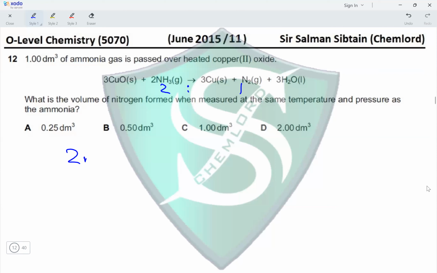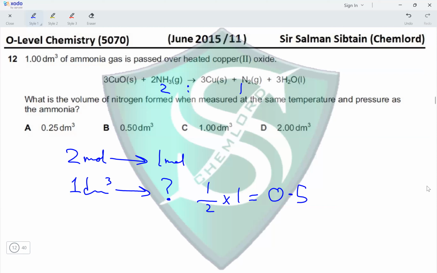So the molar ratio is 2 is to 1 as far as ammonia and nitrogen is concerned. So 2 moles of ammonia produces 1 mole of nitrogen gas. Therefore, if the volume of ammonia is 1 dm cube, then the volume of nitrogen would be 1 upon 2 into 1, which would give us a value of 0.5 dm cube. This makes option B the correct option for this question.